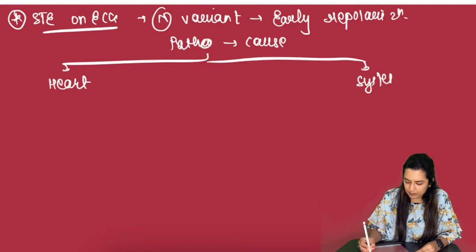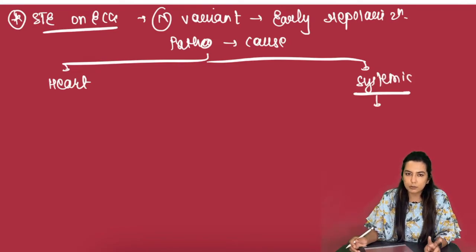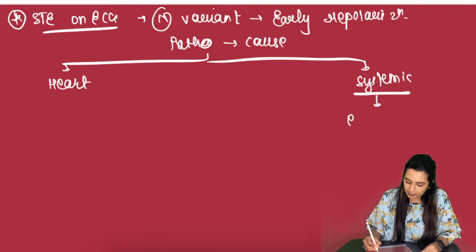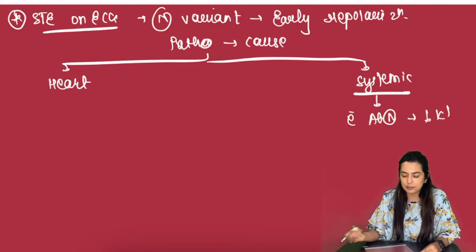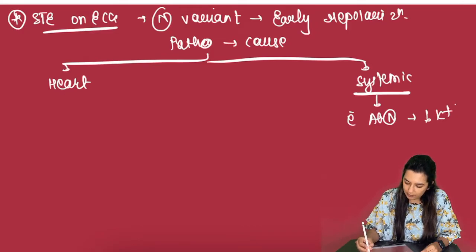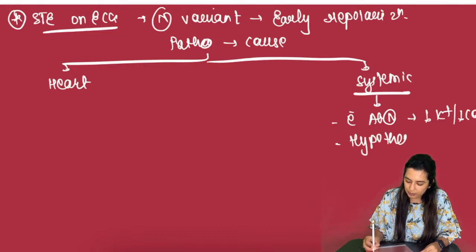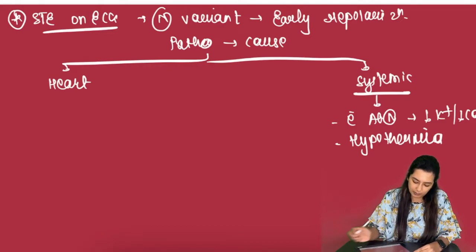I'll discuss two important systemic things. First is electrolyte abnormalities, especially hypokalemia, which I'll discuss in my next video, more than hypocalcemia and hypomagnesemia. And the second is hypothermia. So these two are important causes for ST elevation that we'll discuss.